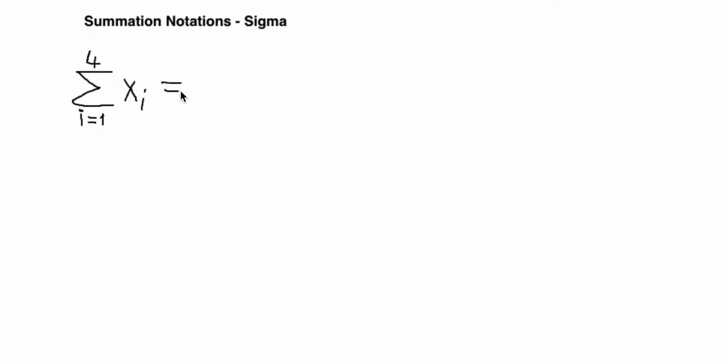So this means it's basically the same as x sub 1, so i is the first term, and then plus x sub 2, plus x sub 3, and then of course the last term in this case is x sub 4. Now we'll extend this idea to see what happens if we multiply this x by a constant, or if we subtract a constant, or add, what happens.